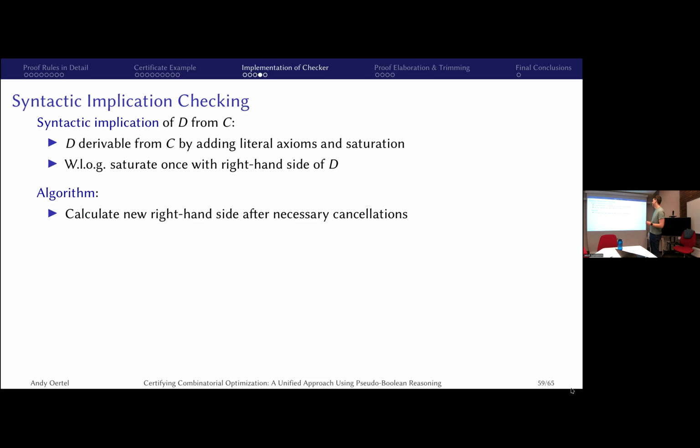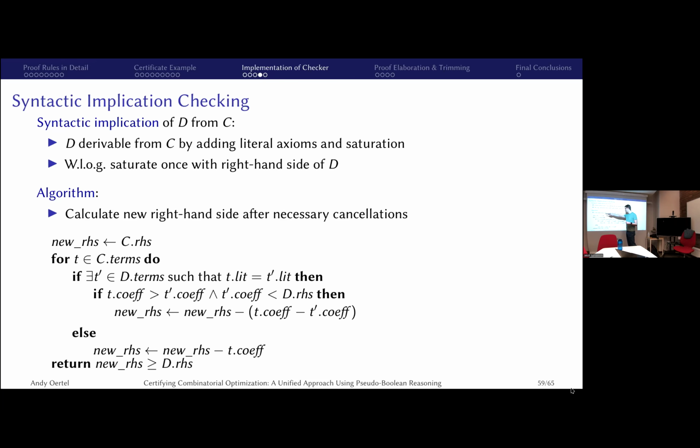And so the algorithm, basically what it does is that we just keep track of the new right-hand side after the necessary cancellations. And just to briefly flash that to you, this is the algorithm. You just go through the terms, where you keep track of your right-hand side that you get after all the necessary cancellations that you have to do, which is initialized to the right-hand side of C, and then you go through your terms in C and see if they have to be cancelled out, and by how much.